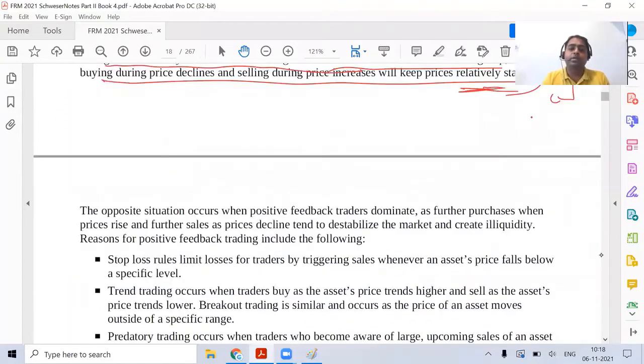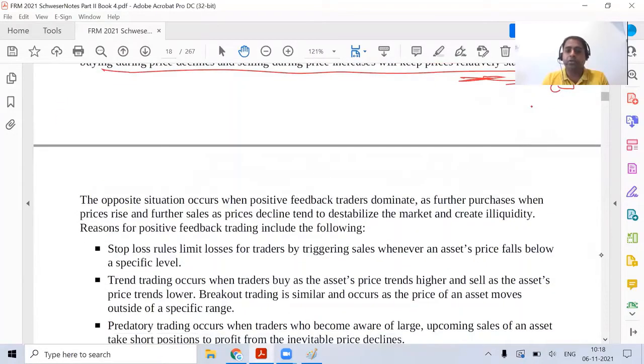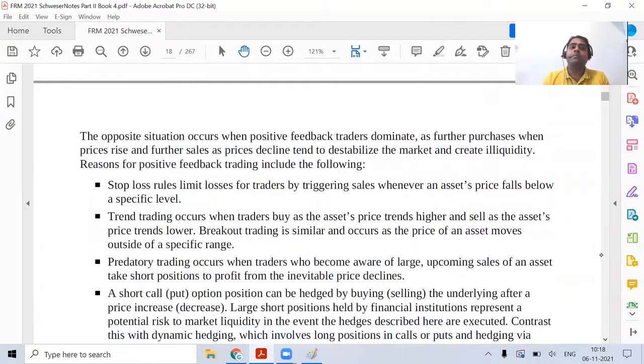Now they have given you certain pointers related to this section, which highlight why traders move towards positive feedback trading, or why it happens in the market, is also explained. Okay, now look at these first two lines. What they're saying is that the opposite situation occurs when the positive feedback traders dominate. That means price increase happening excessively or price reduction happening excessively, right? If the positive feedback traders are dominant, then there is no stability in the market. It will lead to more illiquidity because everybody is buying or everybody is selling. So it brings a lot of destabilization and creates illiquidity in the market.